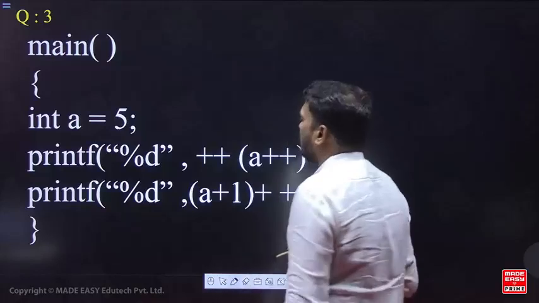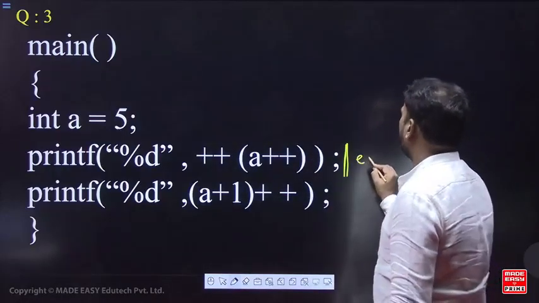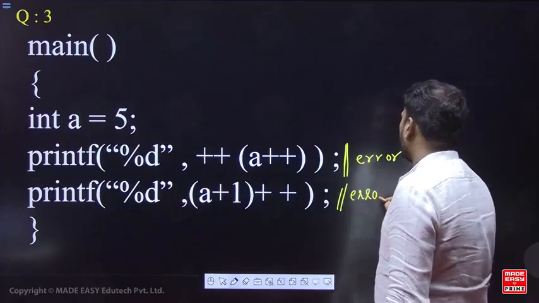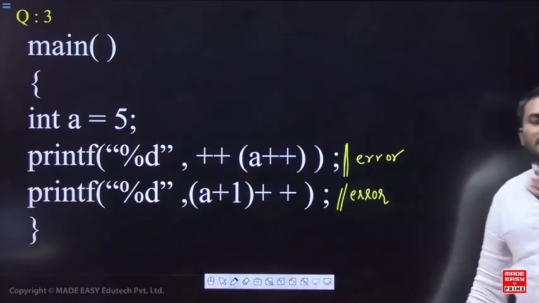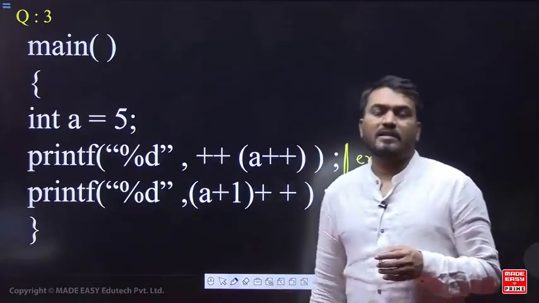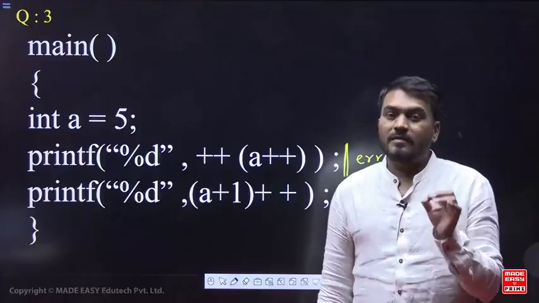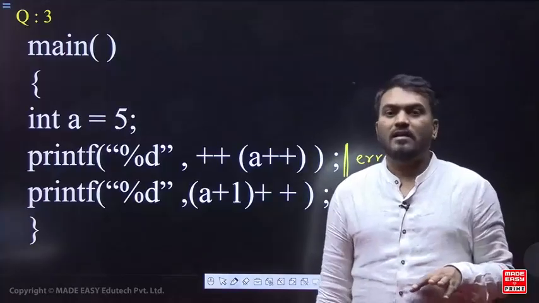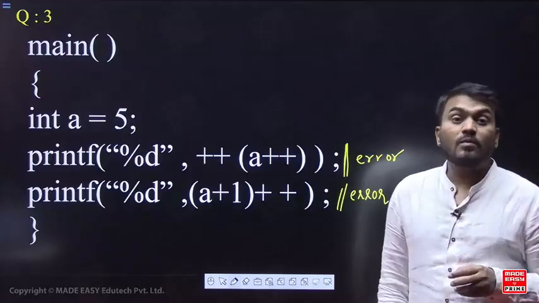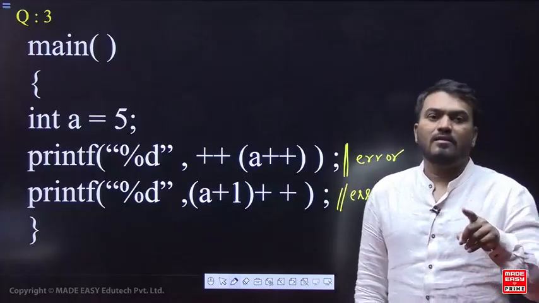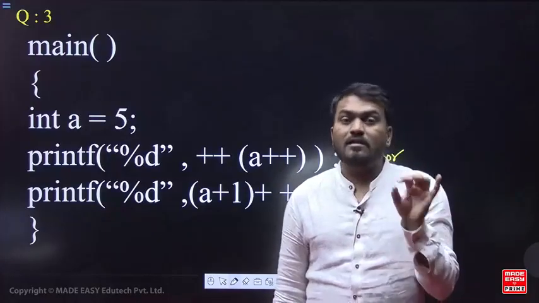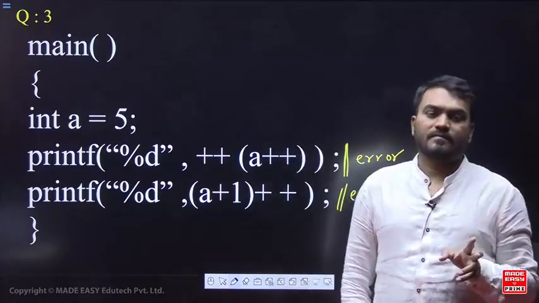Okay, the right answer for the first printf is error, and for the second printf also the right answer is error. So just understand the meaning of this: the behavior of pre-increment and post-increment. Listen to me carefully. Pre-increment and post-increment work only on variables, not on constants and not on expressions.